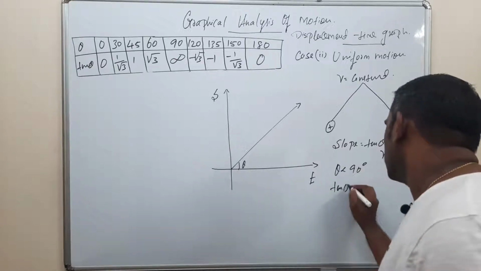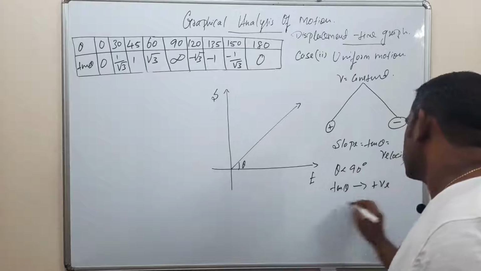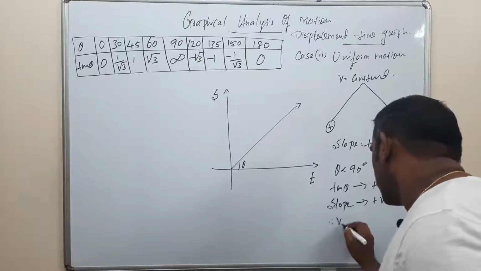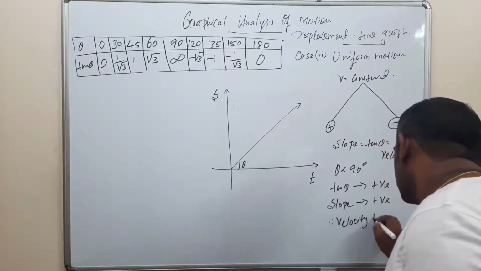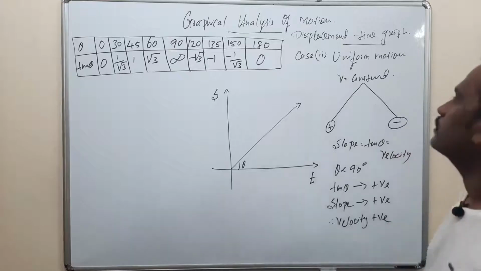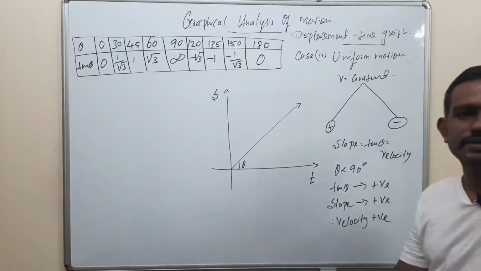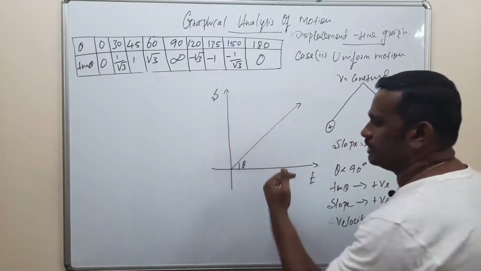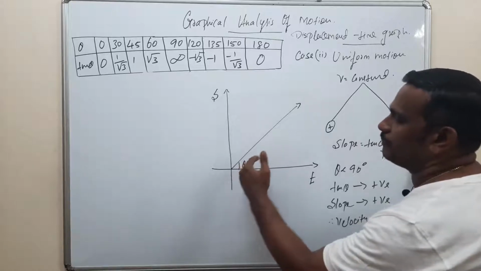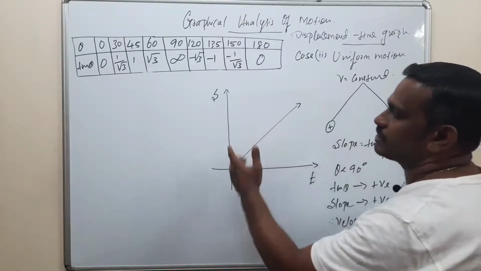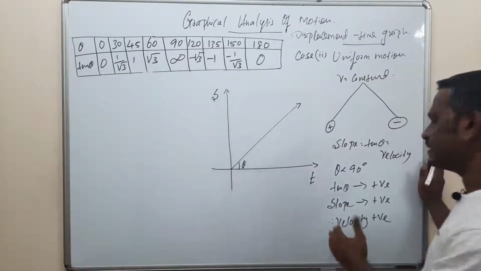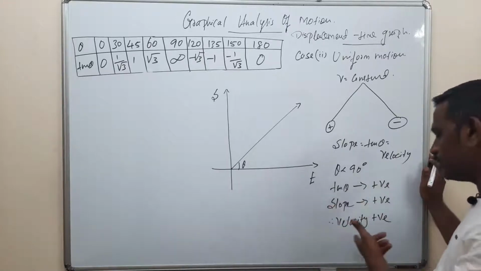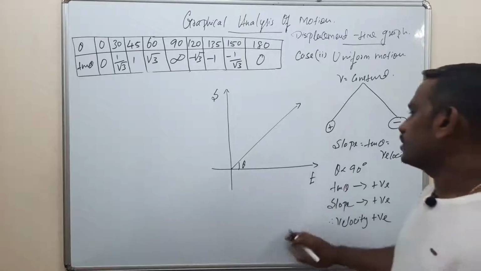So tan theta is positive, therefore slope is positive, therefore velocity is positive. Clear? The slope of the displacement time graph gives the velocity. The angle made by the curve, theta, is less than 90 degrees, which means tan values are positive, so slope is positive. Slope gives the velocity, therefore velocity is positive.